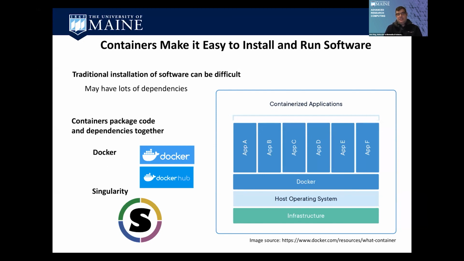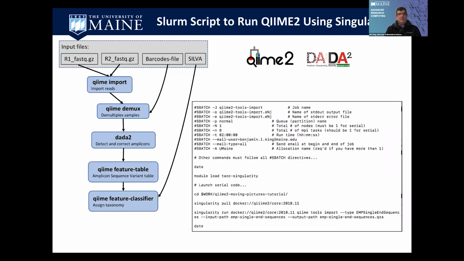QIIME 2 is an analysis workflow that's used with metagenomic data, something we're using with the Maine eDNA EPSCoR Track 1 project. This is where we're reading in sequence files and determining different amplicon sequence variants, and then annotating those sequence variants. And there's a series of steps. Each step, the way that we've implemented it currently, is a separate script.